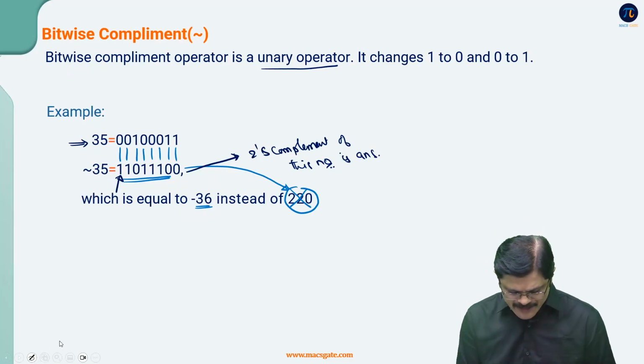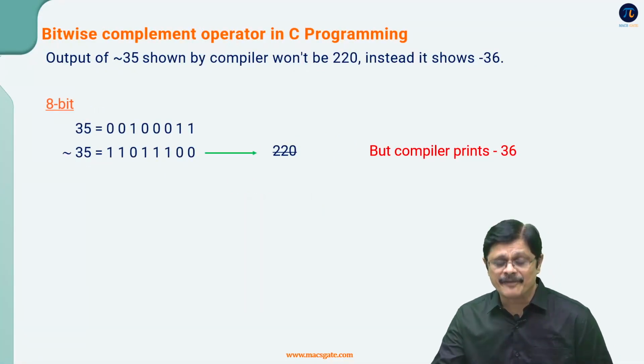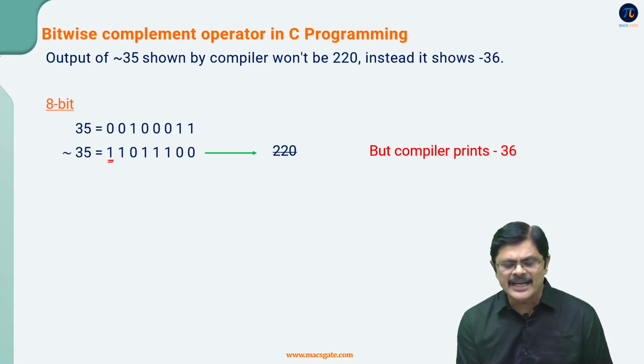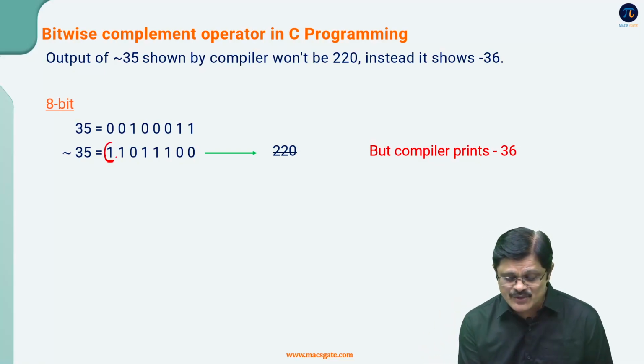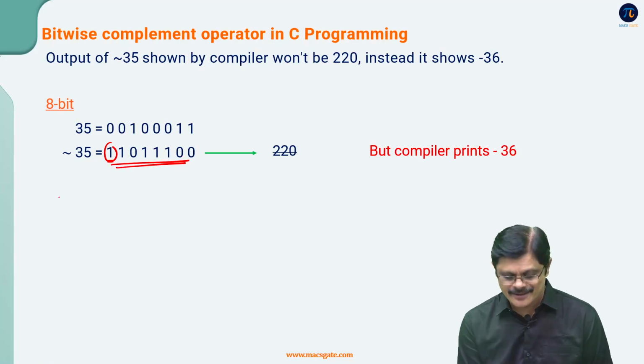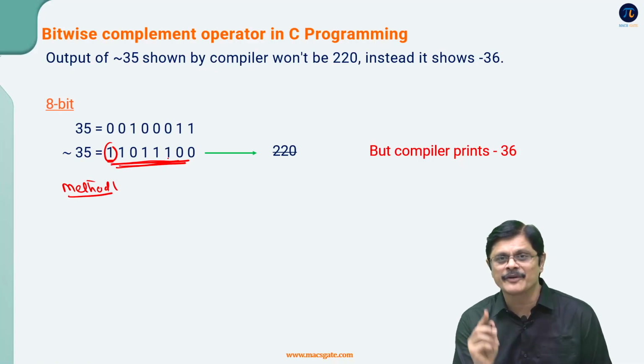Actually, there are two methods here. Let me give you both the methods. Remember, my dear friends, only when the leading bit is 1, you have to use this particular method. If the leading bit is 0, directly the decimal representation is the answer. If leading bit is 1, 2's complement of this number is the answer. So, finding 2's complement of this number, there are two methods.